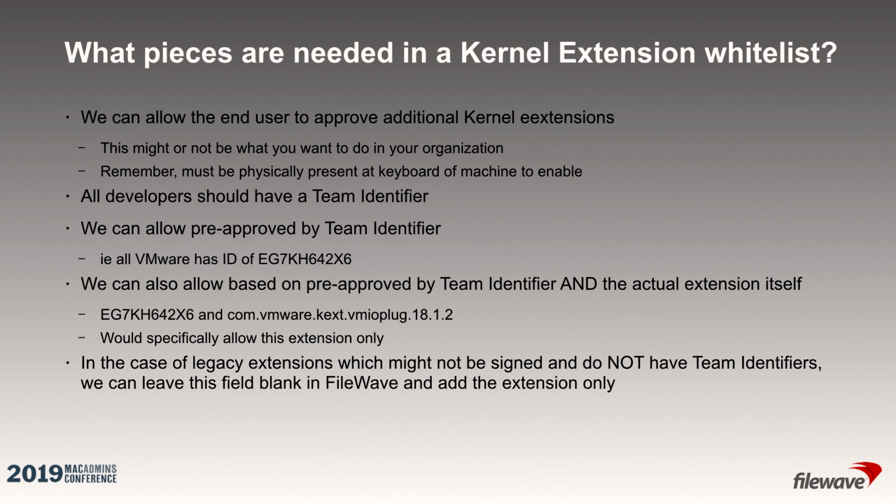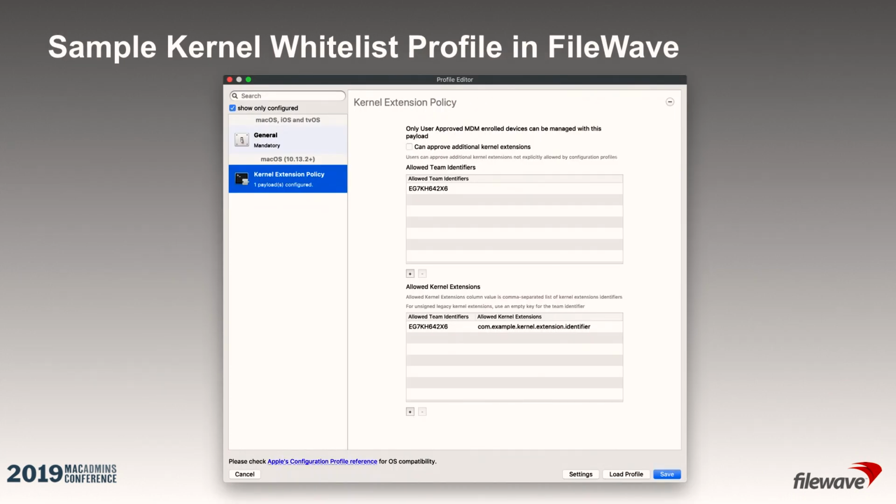There are some older extensions. I was looking on my laptop here, and I had a lot of old stuff that didn't even have team identifiers on it. If that's the case, I probably should be getting rid of those extensions. But that being said, if you don't have the information, you can actually leave that field blank and only add the extension, and that will work as well. But then again, you probably want to look at what you have if it is getting that old. So what it looks like in FileWave.